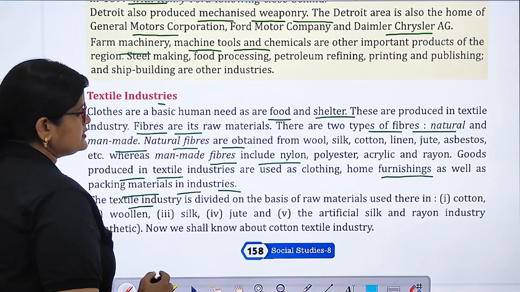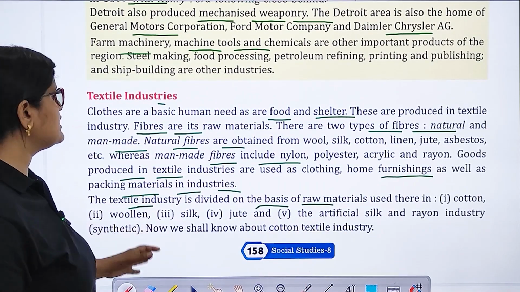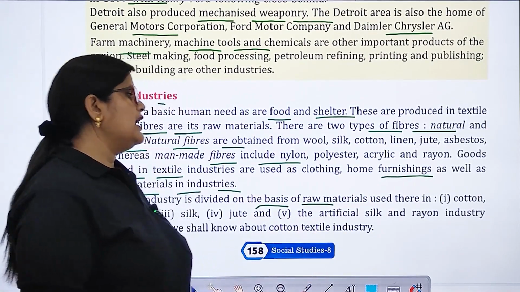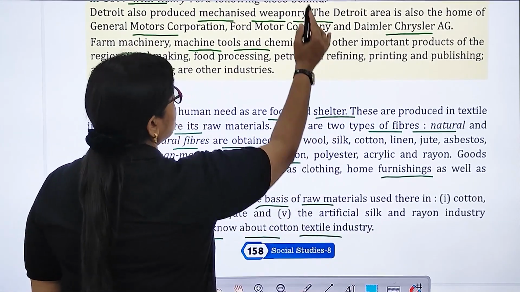The textile industry is divided on the basis of raw material used into cotton, woolen, silk, jute and the artificial silk and rayon industry, that is, synthetic. Now we shall know about cotton textile industry.